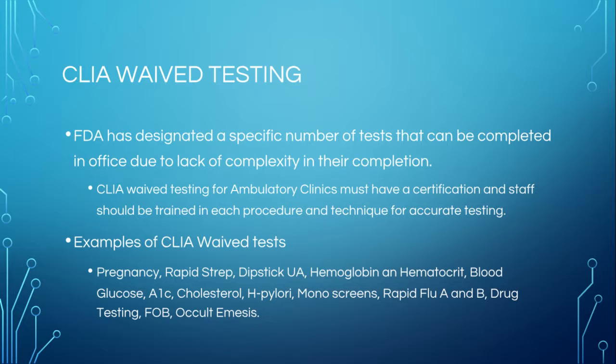So some examples of CLIA-waived tests that we're going to discuss: pregnancy test, rapid strep, rapid flu, urine dipstick, hemoglobin and hematocrit, blood glucose, which is a finger stick blood glucose, a finger stick hemoglobin A1C, cholesterol testing, H. pylori, which is a bacteria that can get into the stomach that could cause an ulcer. Monospot screening for mononucleosis. Drug testing.